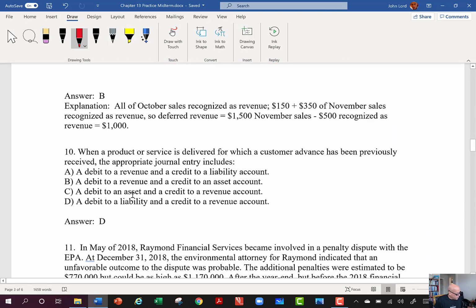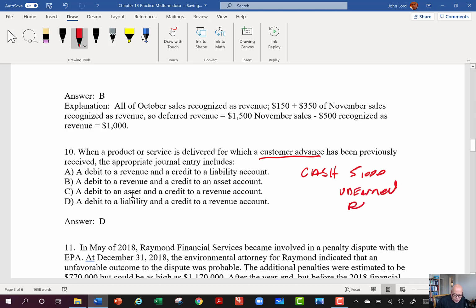Okay, good. Number 10: when a product or service is delivered for which a customer advance has been previously received. So what does that mean? Customer advance. Well, that means they gave me the money before I earned it. It happens. People say, hey, you're the most happening rapper in town, here's $5,000, be available for a concert when I schedule it going forward, right? So since you haven't provided the rapping yet, you would debit what? Unearned revenue.